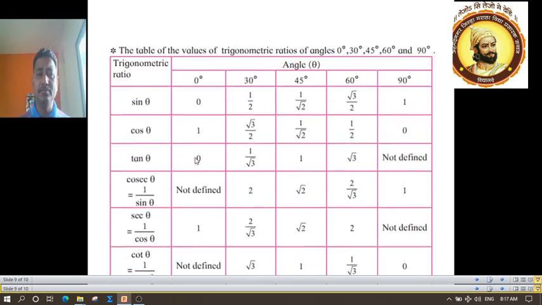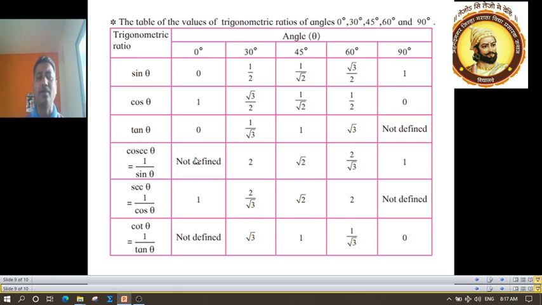Now consider the table of the values of trigonometric ratios of some special angles: 0 degree, 30 degree, 45 degree, 60 degree, 90 degree. sin theta, cos theta आणि tan theta साठी एवढा टेबल आपण या ठिकाणी इयत्ता 9वी मध्ये अभ्यासला होता.